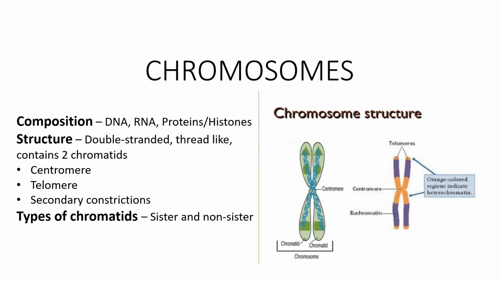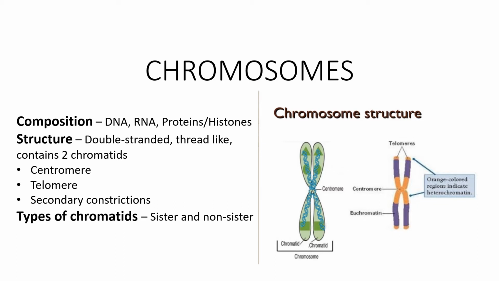Composition. What is the composition of a chromosome? It has DNA, RNA, and proteins. DNA forms the major chunk of the chromosome, whereas RNA helps in protein synthesis and key regulatory functions within the nuclei. The structure of the chromosome is stabilized by histone proteins.